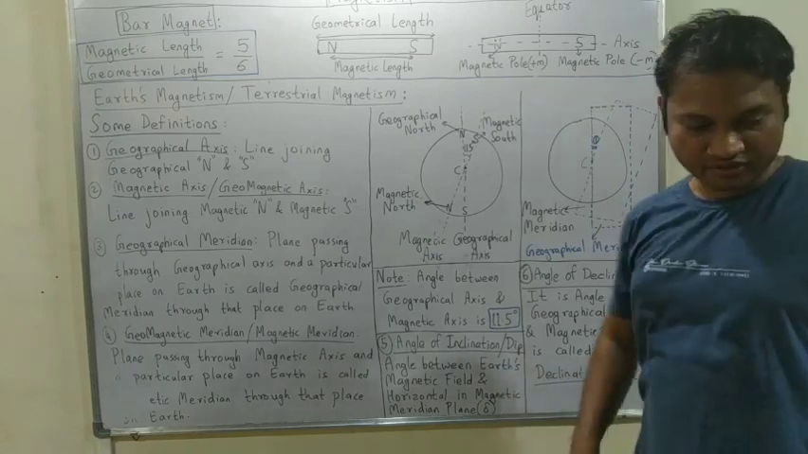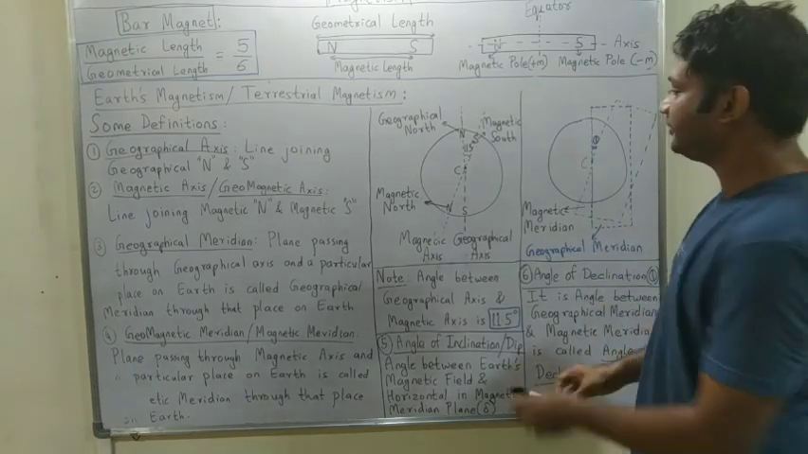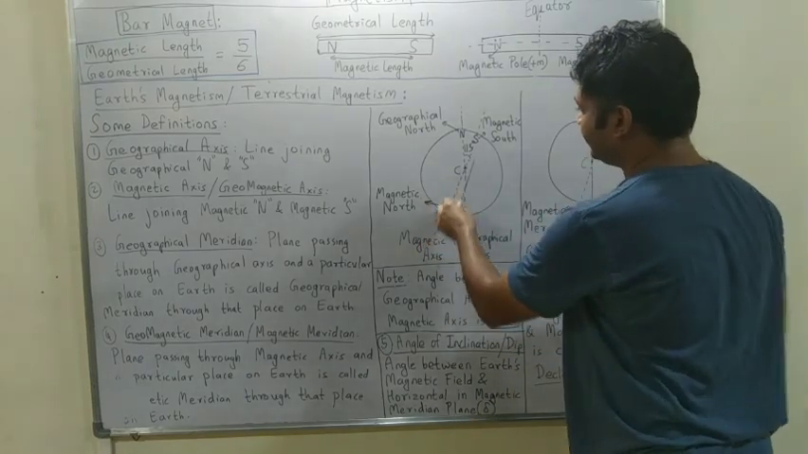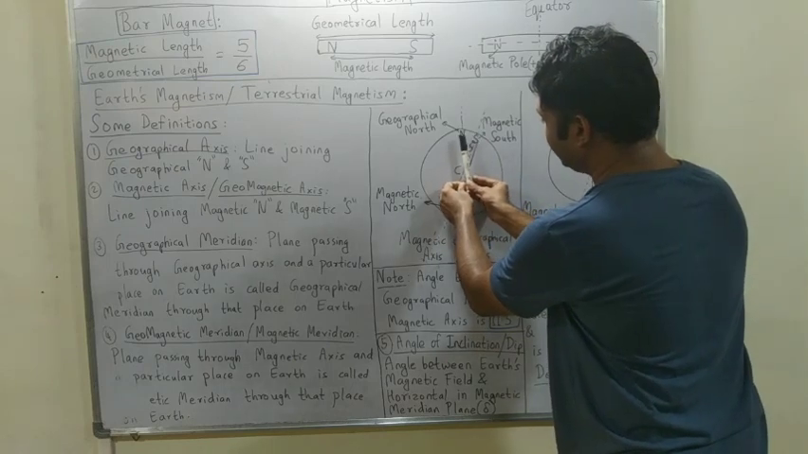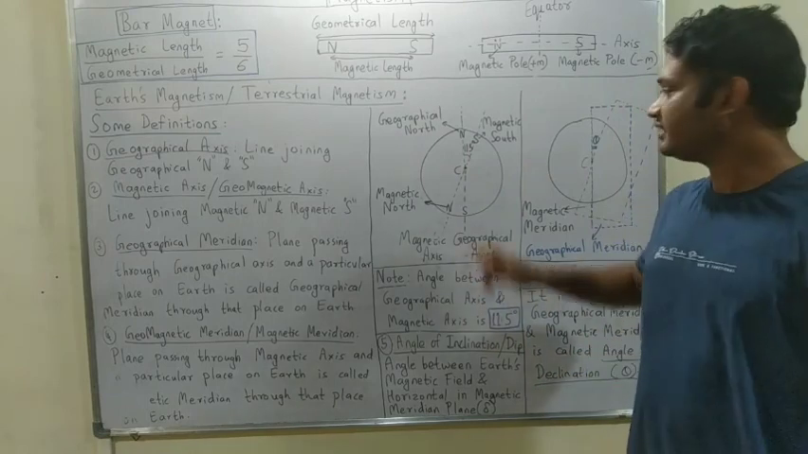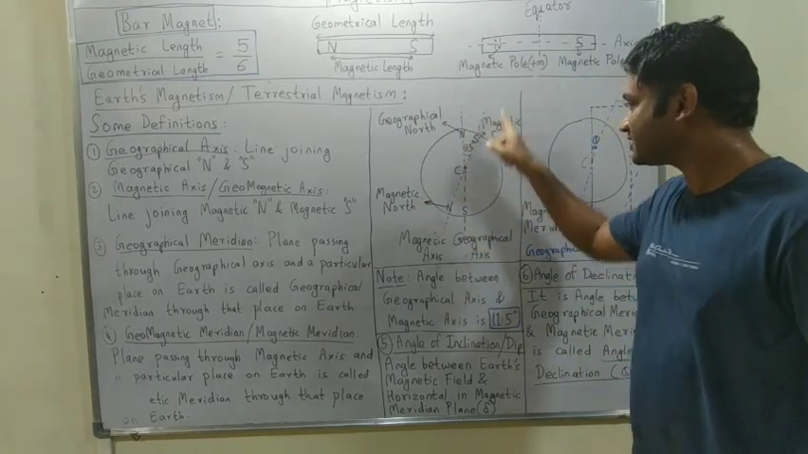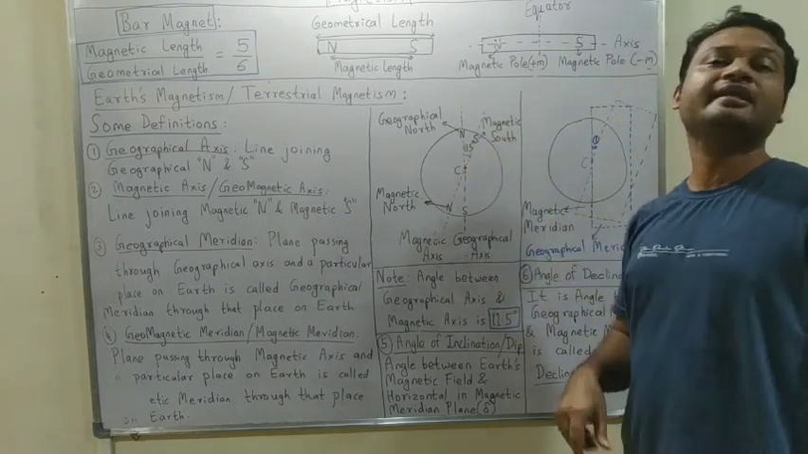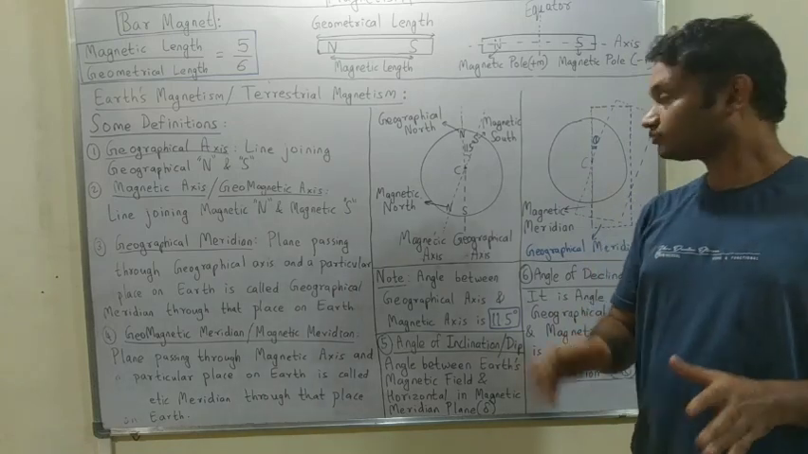If you think carefully about the angle between these two lines, one line is this one and another line is this one. The angle between these two lines, if you remember, was 11.5 degrees. The angle between the geographical axis and the magnetic axis is 11.5 degrees.